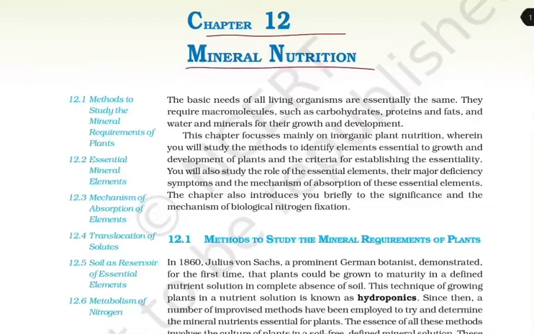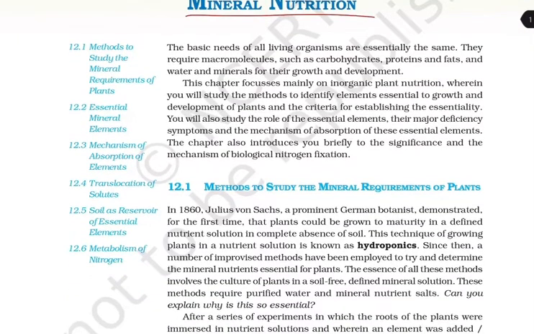Chapter 12, Mineral Nutrition. In this chapter, we will study the methods to study the mineral requirement of plants, essential mineral elements, mechanism of absorption of elements, translocation of solutes, soil as a reservoir of essential elements, and metabolism of nitrogen.